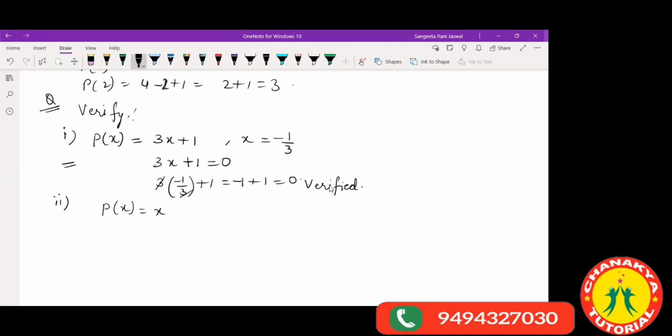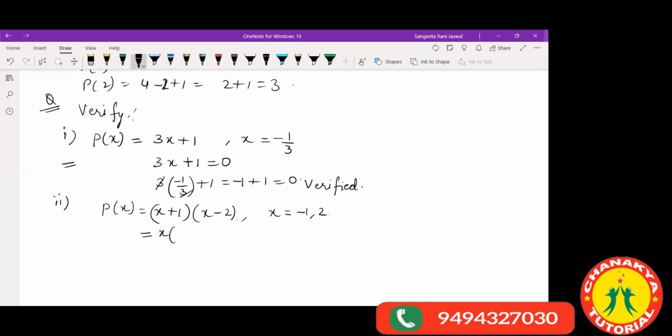Now let's do this. P of x is x plus 1 into x minus 2. Now x is equal to -1 and 2. Here we are given two values of x. We know that x has two zeros only when the equation is quadratic. That means this equation is quadratic, but it is given in brackets. So we will open the brackets and make this a proper quadratic polynomial.